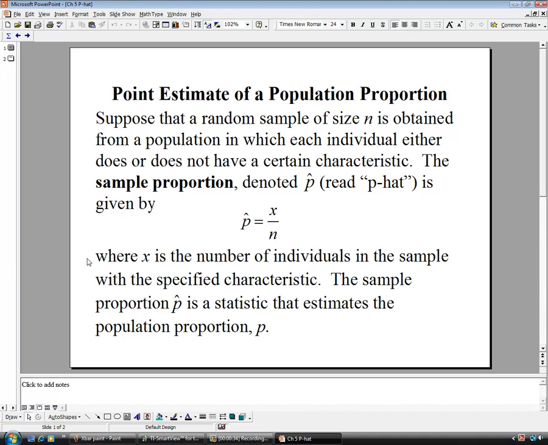X is the number of individuals in a sample with whatever the characteristics are. So if we interview 150 people and ask them how many of them drink soda, and 40 of them said they do, our p hat would be 40, which is x, the number of people who agreed, divided by the total number of people tested, and that's n, in that case 150. So p hat is going to be used to estimate the population proportion p.